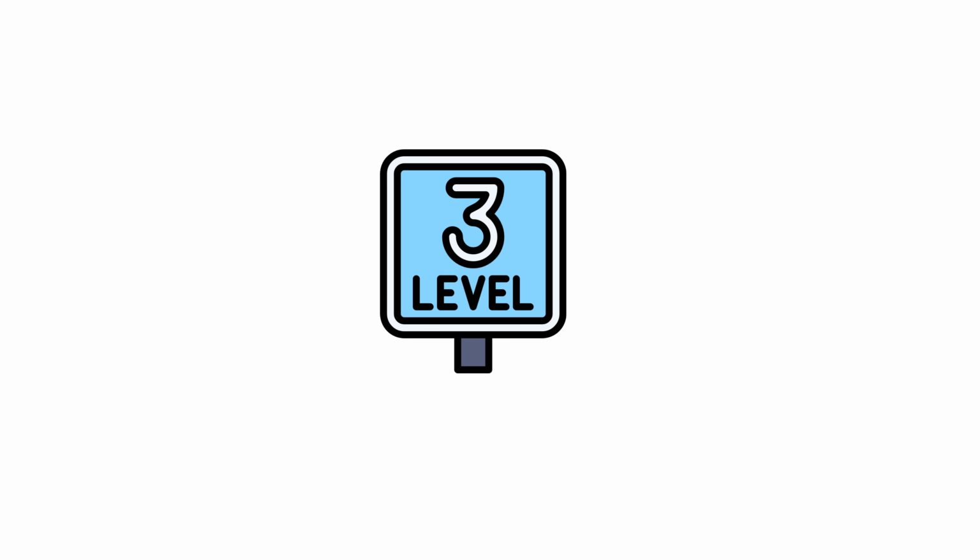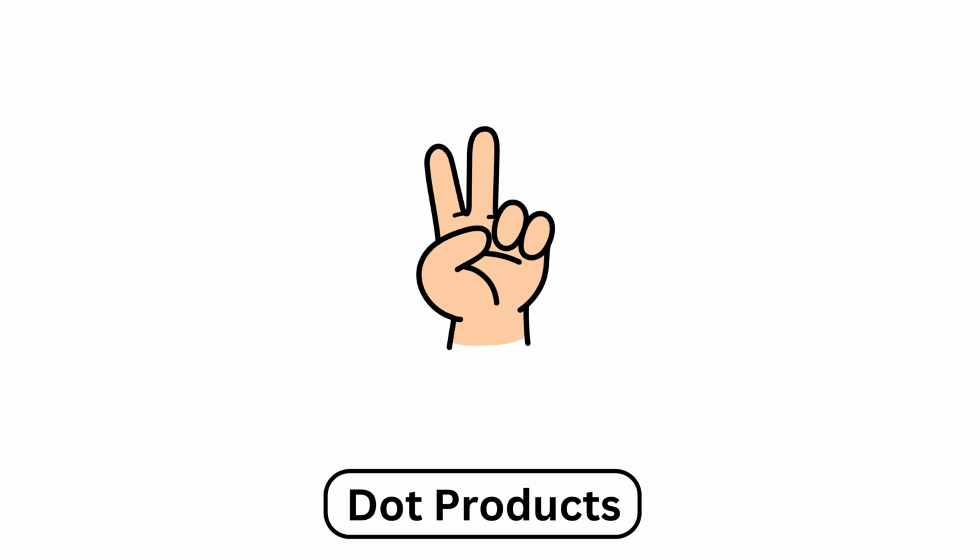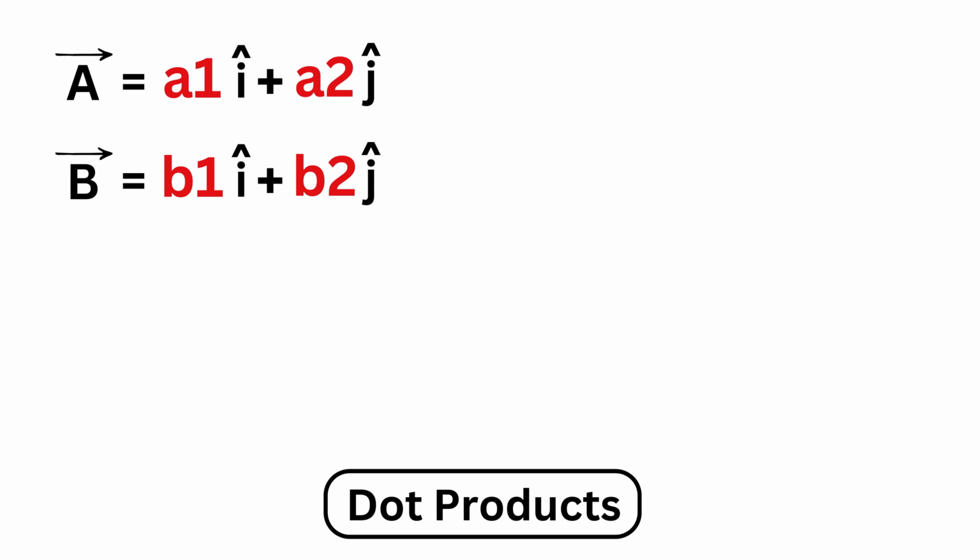Now is the time to jump to the next level, or level 3, dot products. Suppose we have two vectors, A and B. In 2 dimensions, vector A is written as A1 i hat plus A2 j hat, and vector B is written as B1 i hat plus B2 j hat.